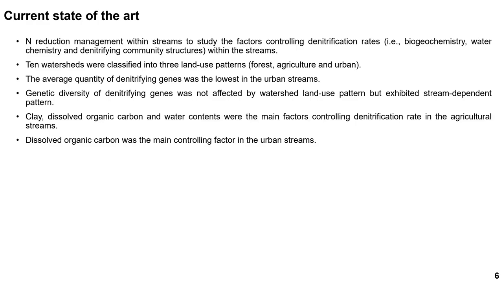Second, 10 watersheds were classified into three land use patterns: forest, agriculture, and urban. Third, the average quantity of denitrifying genes was the lowest in urban streams. The fourth aim and objective of this work is that genetic diversity of denitrifying genes was not affected by watershed land use pattern but exhibited a stream-dependent pattern. Clay, dissolved organic carbon and water contents were the main factors controlling denitrification rate in the agricultural streams. And finally, dissolved organic carbon was the main controlling factor in the urban streams.